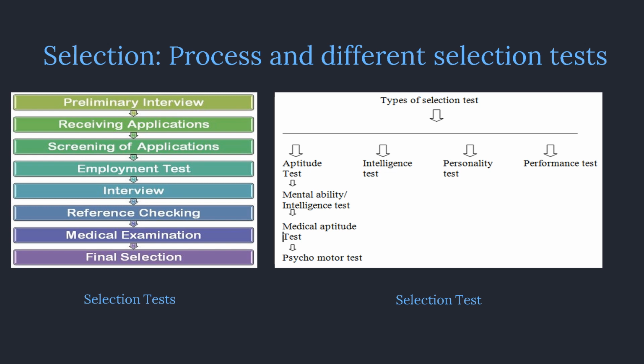Now, this is according to the government structure. If you are going for recruitment in any of the government organizations, the selection criteria is going to be based on these. The types of selection tests may be an aptitude test, which includes mental ability, intelligence test, personality, and performance test. Medical aptitude will also include a psychomotor test in some cases where the mind plays a very important role.